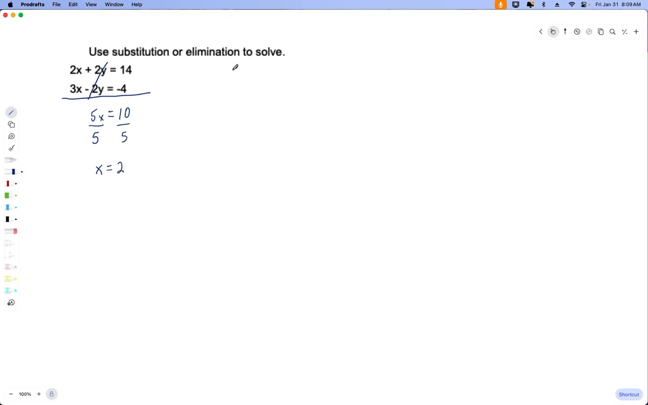So that's my first point. 2 is my x value. Now I need my y value. And you can get your y value just by substituting in for x. So I'm going to do the top one just because it's smaller numbers, which means that it is going to be easier to solve. So 2x, that's going to be 2 times 2 plus 2y is equal to 14. So 2 times 2 is 4, plus 2y is equal to 14.